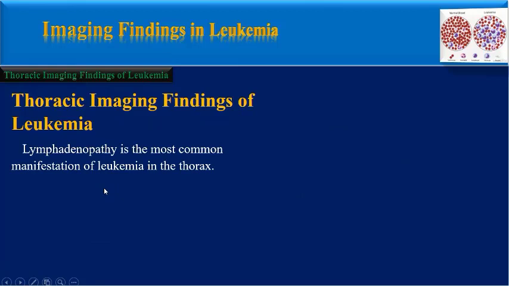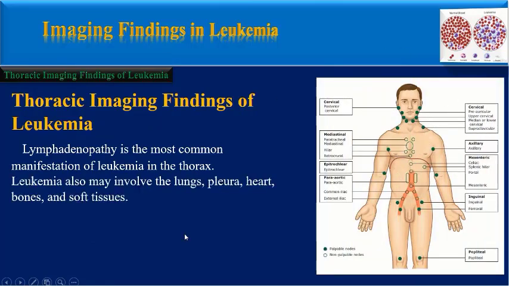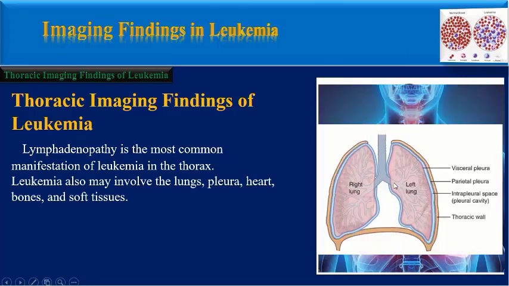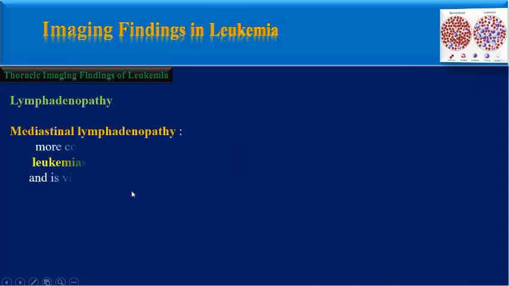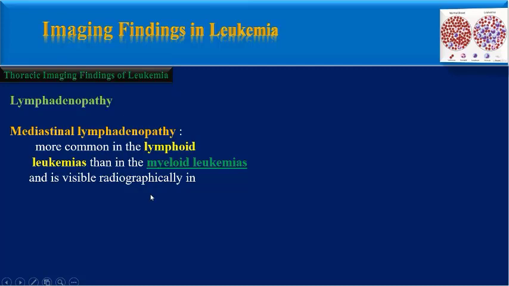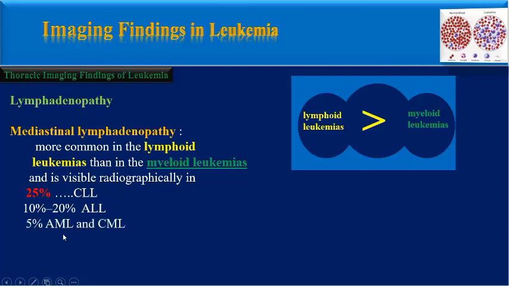Lymphadenopathy is the most common manifestation of leukemia in the thorax. Leukemia also may involve the lungs, pleura, heart, bones, and soft tissues. The first section is about lymphadenopathy. Mediastinal lymphadenopathy is more common in the lymphoid leukemias than in myeloid leukemias and is visible radiographically in about 25% of CLL, about 10 to 20% of ALL, and 5% of AML and CML.